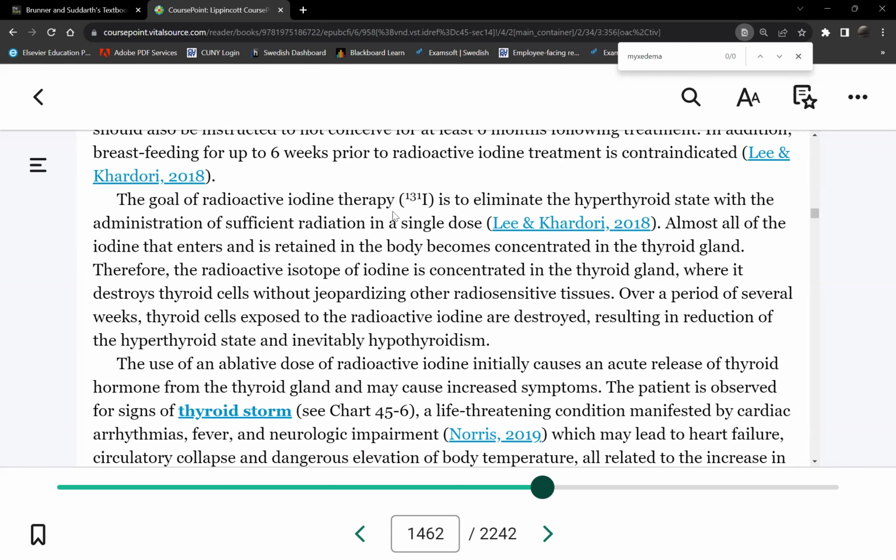So the goal of RAI is to destroy the thyroid gland, and therefore, what will be the result after treatment? What will the patient develop? You destroy the thyroid gland, so the patient will have hypothyroidism as a result. So this is what I mean by the doctor and the patient agreeing on the type of treatment, because radioactive iodine will literally destroy the thyroid gland, so the patient will develop hypothyroidism after therapy.